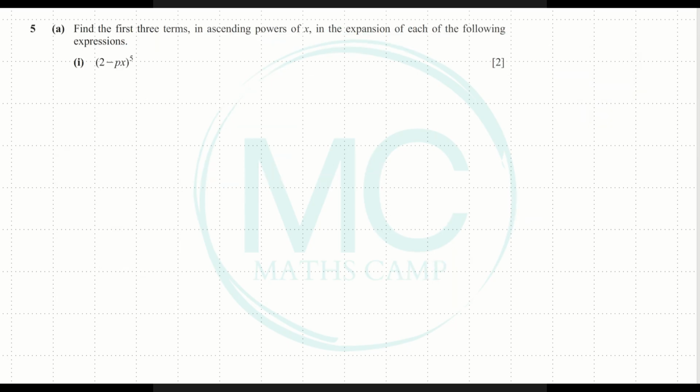Find the first three terms in ascending powers of x in the expansion of each of the following expressions. For part 1, we have the bracket 2 minus px with an exponent of 5. When expanding brackets, we can use the formula nCr multiplied by a with an exponent of n minus r multiplied by b with an exponent of r. n is the exponent outside the bracket. So in this case, n is 5. a is our first term. So in this case, a is 2. And b is the second term in the bracket.